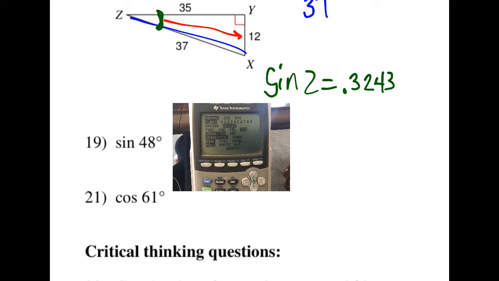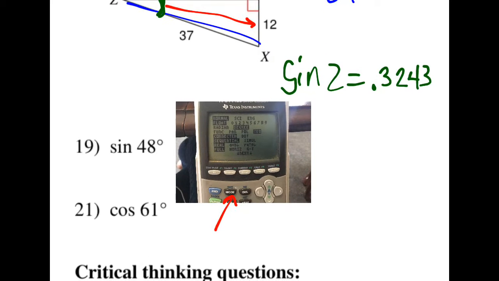So on your calculator, you are going to want to make sure that you are in degree mode. So push your mode button, that's right here. And if radians is selected, let me zoom in here a little. I guess I can't zoom in anymore.